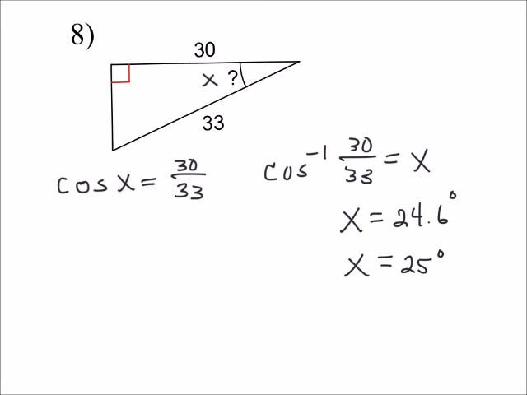So here's the answer. You recognize that we have the adjacent side and the hypotenuse, and so we use the cosine, because cosine is adjacent divided by hypotenuse. We have to use the inverse of the cosine because we don't have the angle. We're looking for the angle. And so when we substitute all of this information or put it into our calculator, we get x equals 24.6, or rounding, we'll get x equals 25 degrees.